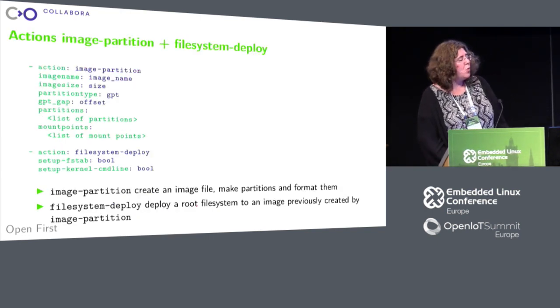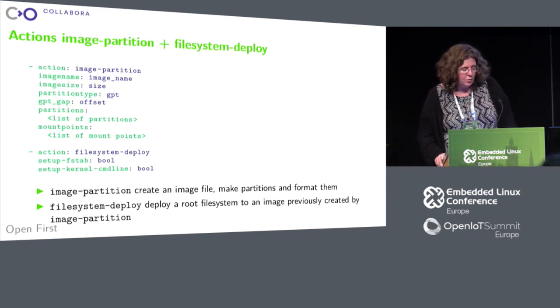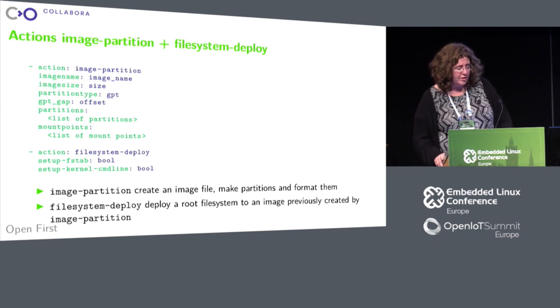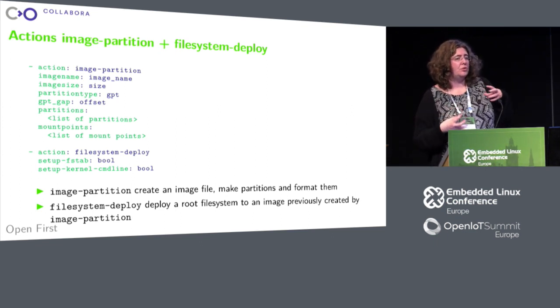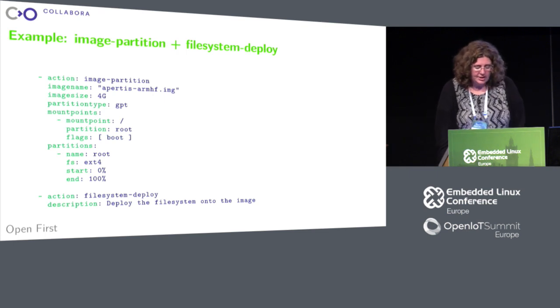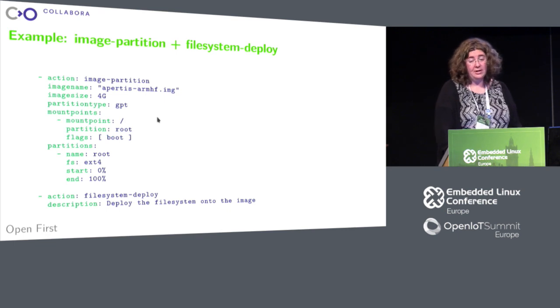So what if you want to create image partitions with Debos? That's what we do with the last two actions, that are image partition and filesystem deploy. So with the first one, we actually create the structure we want to have. And the second one, most of the time, is just action filesystem deploy, and it will copy the image we have created into the partitions. So, example to finish. So here, actually, I am only creating one partition, but it's enough to get the idea.